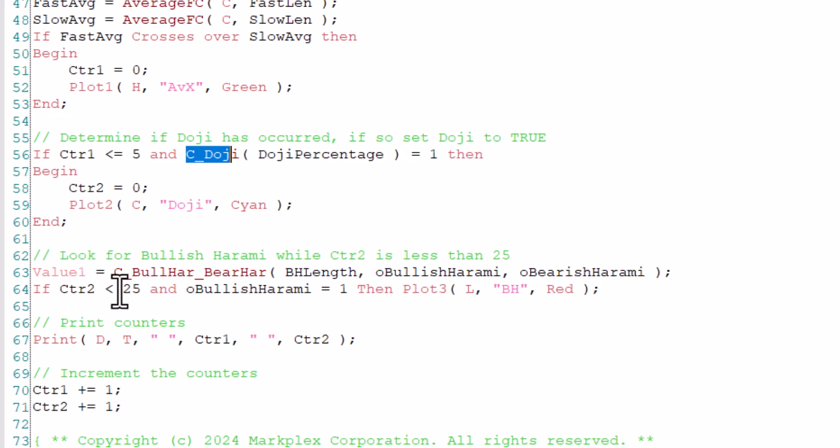We simply say if counter 2 is less than 25 and it's a bullish harami, then draw a plot with red color. And that is as simple as the program is. So any other bullish harami is not going to appear on the chart. So that is the first part of the program.